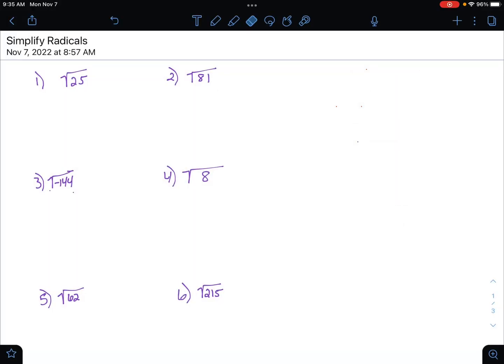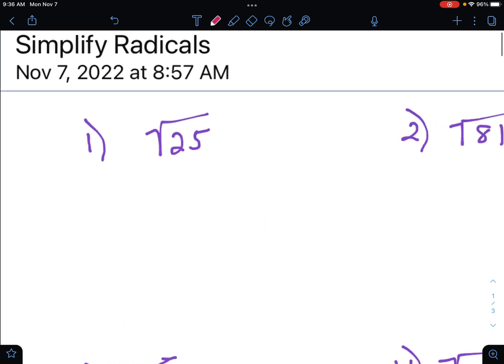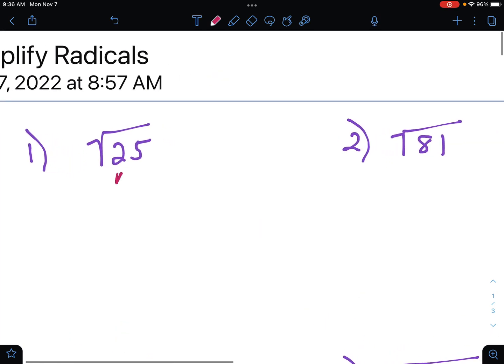Okay, so let's look at simplifying radicals. Now, what is a radical or a square root? If we look at the square root of 25, a lot of us know that it's 5, but why? If we break this down, what times what is 25? Well, 5 times 5. Remember, a square root has to be a number times itself because it's the opposite of saying 5 squared.